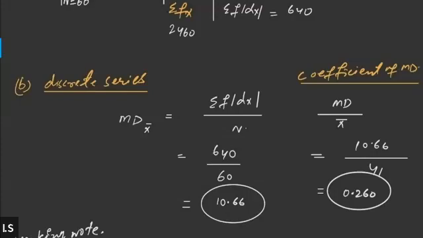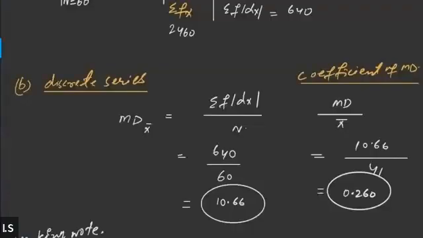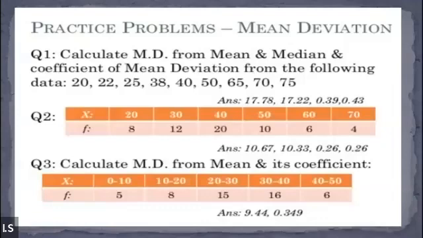You're still writing it? No, sir, done. Done. So let's tally our answer. The mean deviation by mean method is 10.67. Okay, we got the same answer, and coefficient is 0.26. So I think that is also correct. Yes, 0.26. Okay, so shall we move to the next question, Alexander? The third one. Yes, sir.